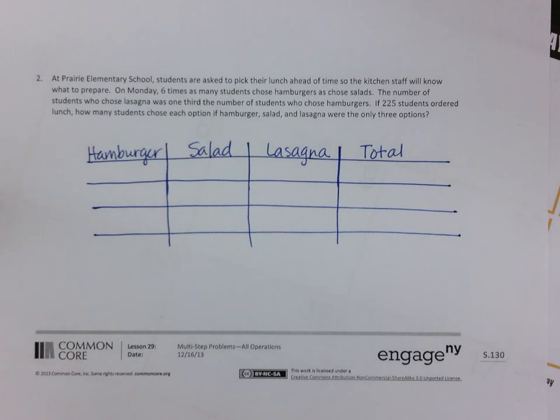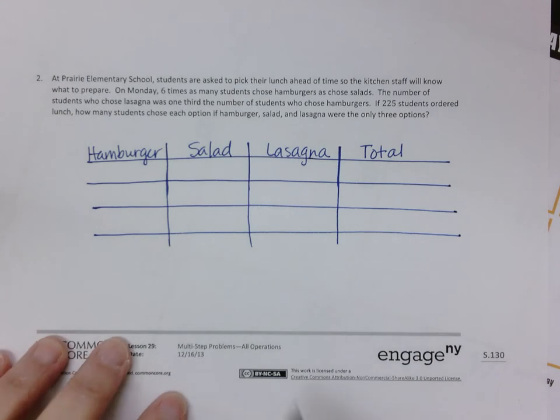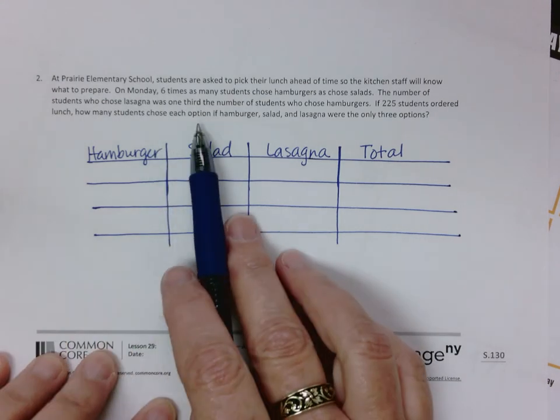On Monday, 6 times as many students chose hamburgers as chose salads. The number of students who chose lasagna was 1/3 of the number of students who chose hamburgers. If 225 students ordered lunch, how many students chose each option if hamburger, salad, and lasagna were the only 3 options? Let's go back and decide which of those would be our 1.